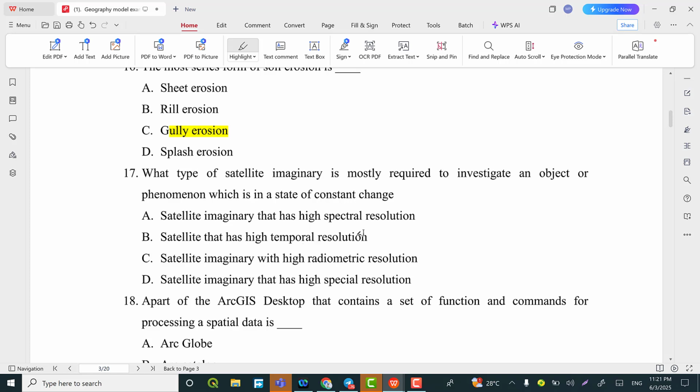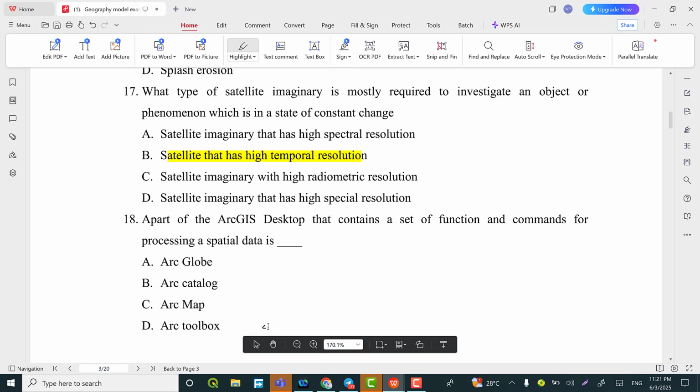Spectral resolution is related to the amount of spectrum captured by a sensor, and temporal resolution is the time taken to revisit a certain geographic area, phenomenon or object. So the answer is a satellite that has higher temporal resolution. So the answer is B. This is the answer.